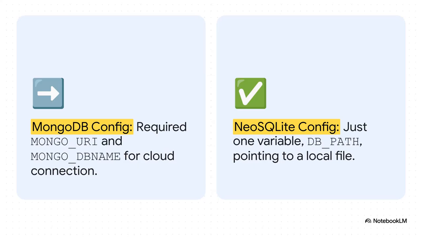And boom, this right here shows you just how simple the switch is. Look at the left, that's the old way with the Mongo URI and DB name. Now look at the right. With NeoSQLite, it's just one line, DB path, that points to a local file. That's literally it. All that complexity just disappears.